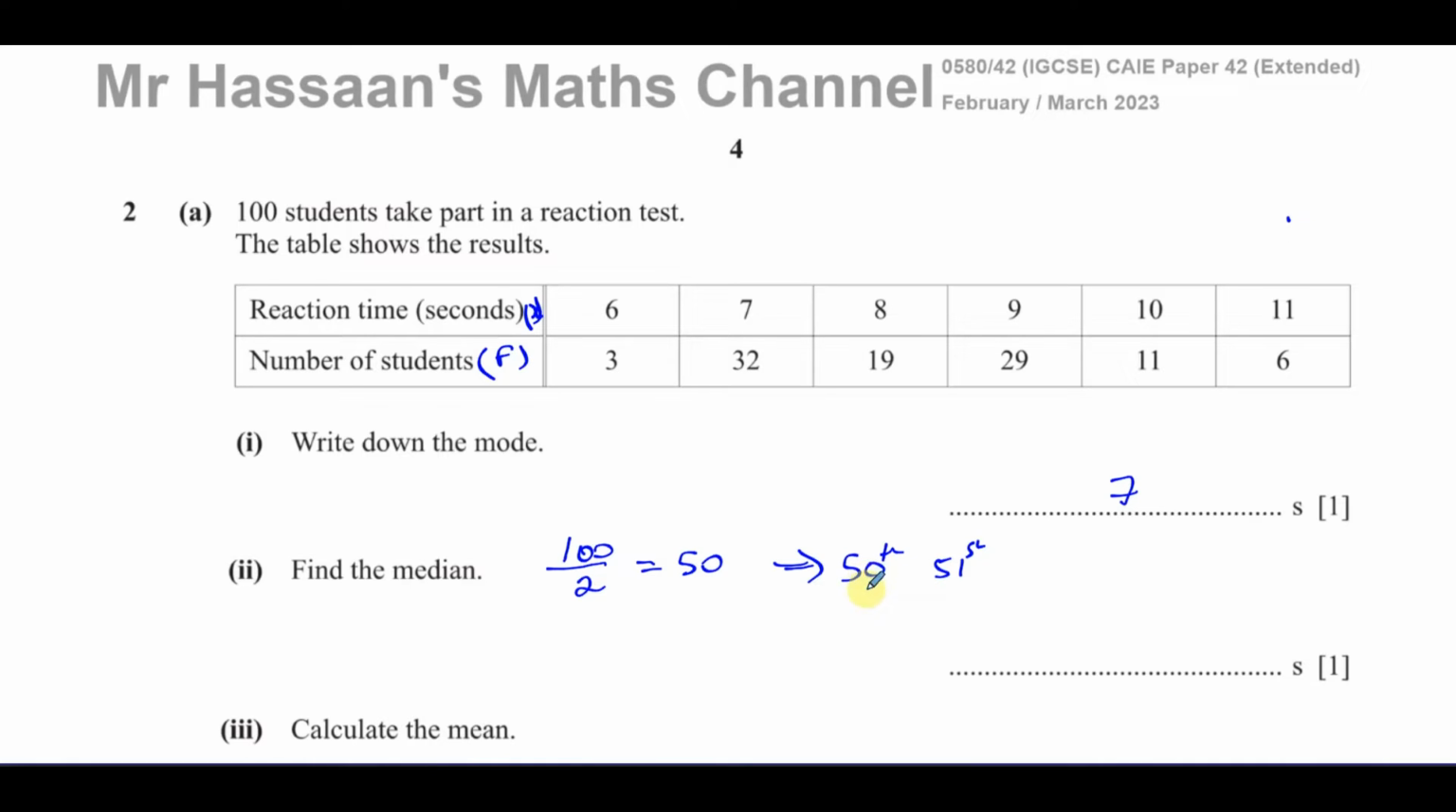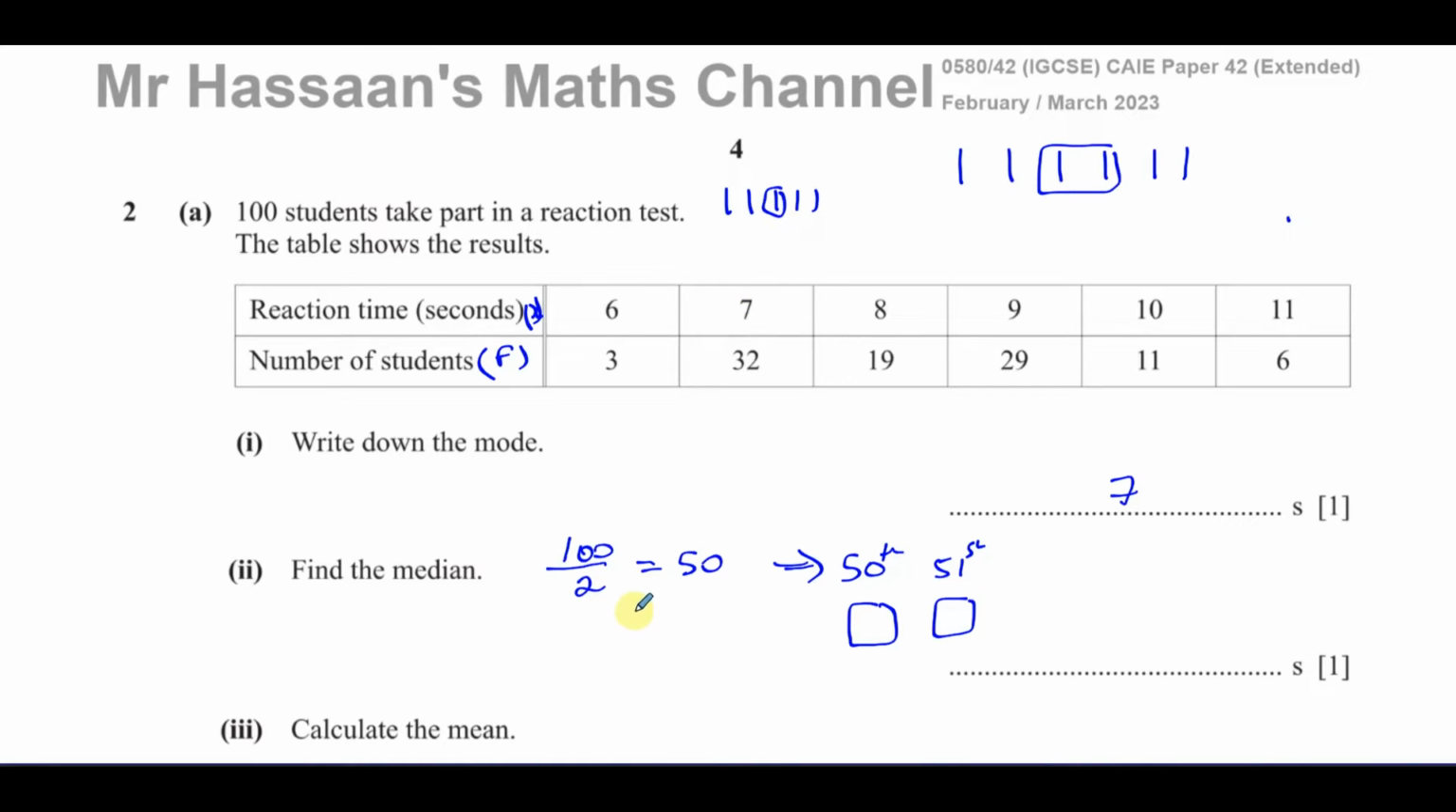So we're looking for the number in the 50th position and the 51st position, and when we find those two numbers, we find the average of them. If you end up with a decimal, you round up to the next number. Basically, when you have an even number of entries, for example 6 entries, there's not one number in the middle, there are 2 numbers in the middle. But if you have an odd number of entries, there's 1 number in the middle.